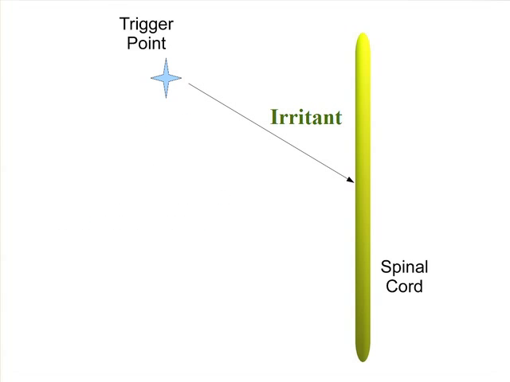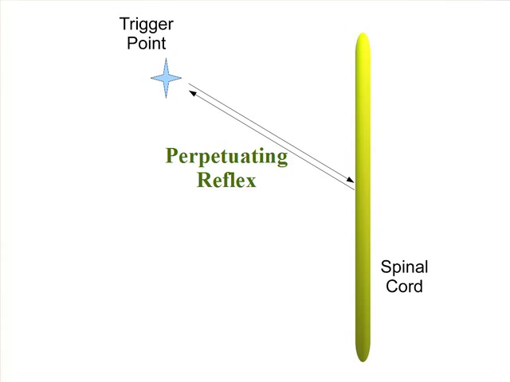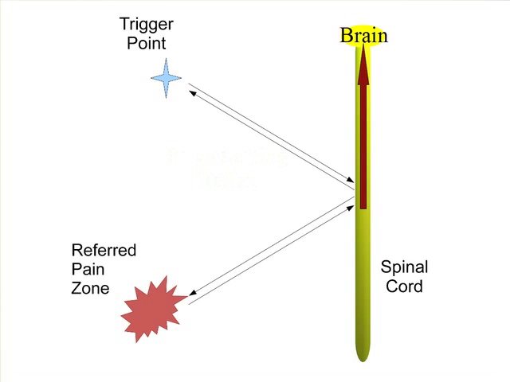This next slide shows what a trigger point does in that it sends a noxious signal to the spinal cord, and then a reflex is developed, as seen in this next slide, a perpetuating reflex. And what happens is the noxious signal goes to the spinal cord, and the spinal cord sends a signal back to that area and causes it to tighten up. It causes further ischemia or lack of blood flow, and then that of course becomes more noxious signal sent back to the spinal cord. Well, if that keeps going long enough, you're going to get a referred pain zone.